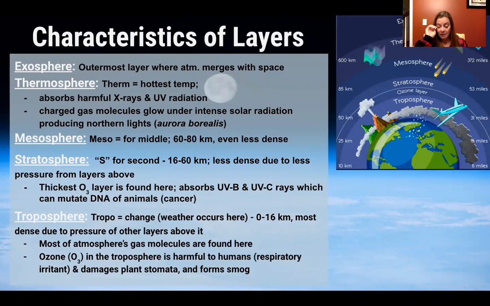It is the most dense layer of the atmosphere because there are so many layers on top of it, and the pressure of all of those molecules pressing down makes the troposphere the most dense layer.